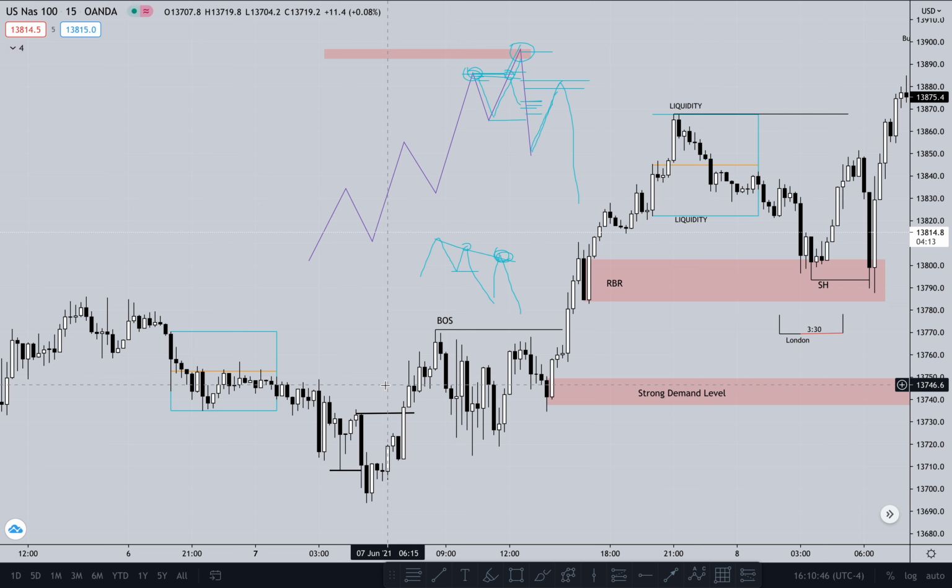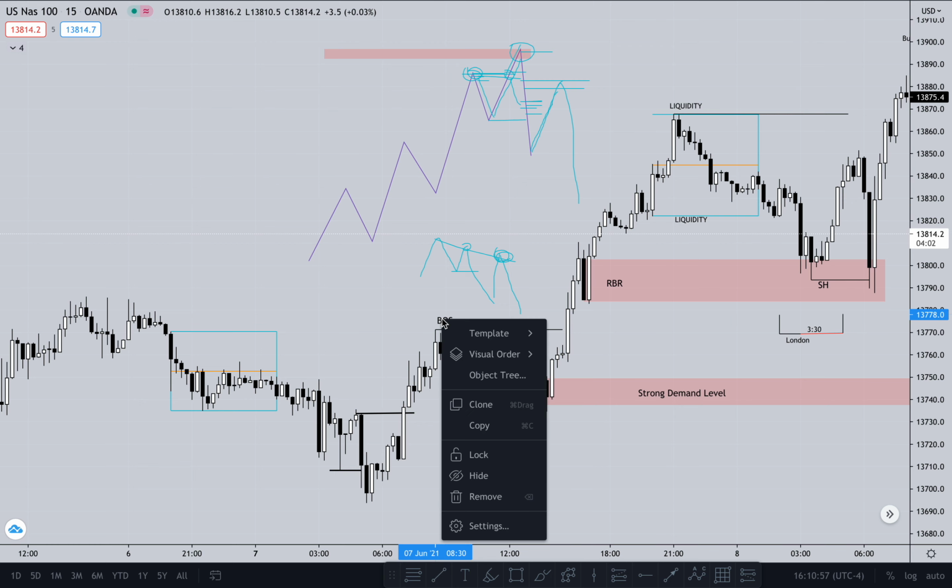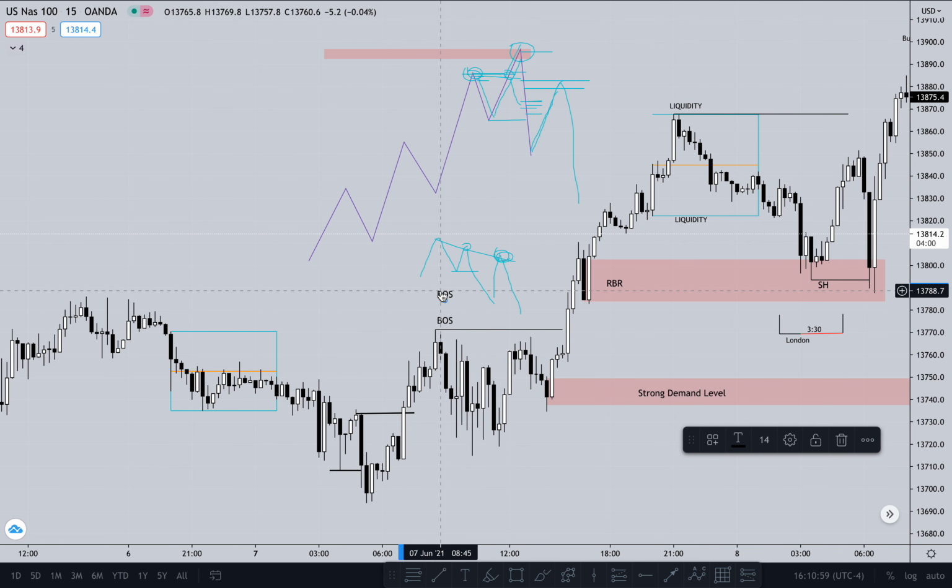Just keep patient. Market is never going to leave you. Market always makes sure to come to your level. When you see this break of structure, then the market has broken a level. So let me just clone this one. Market broke a level. We have a break of structure.